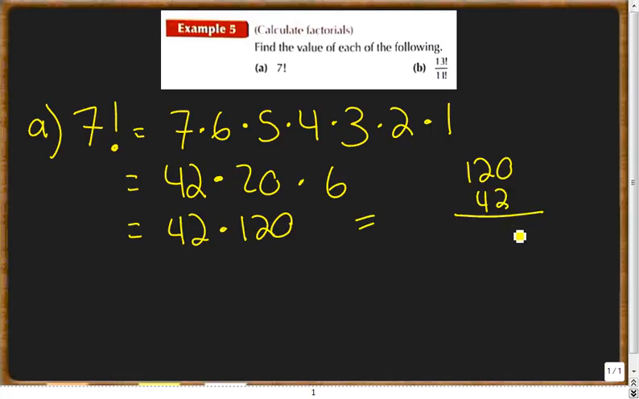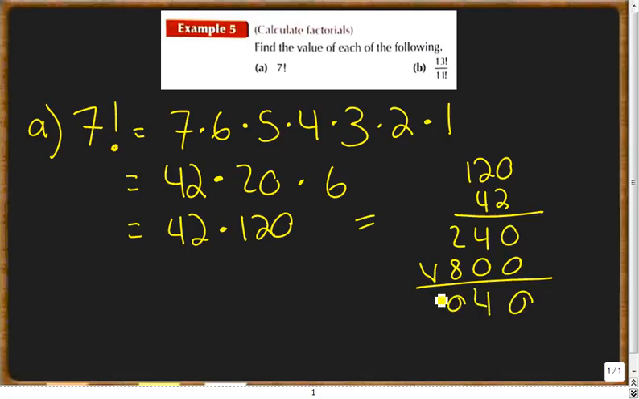So this would be 0 for 2, bring the 0, 0, 8, 4. So we've got 4,000. Oops, did that the wrong way. 0, 4, 0, 5. So you've got 5,040. Pretty big number. So factorials on their own can create very, very large numbers.